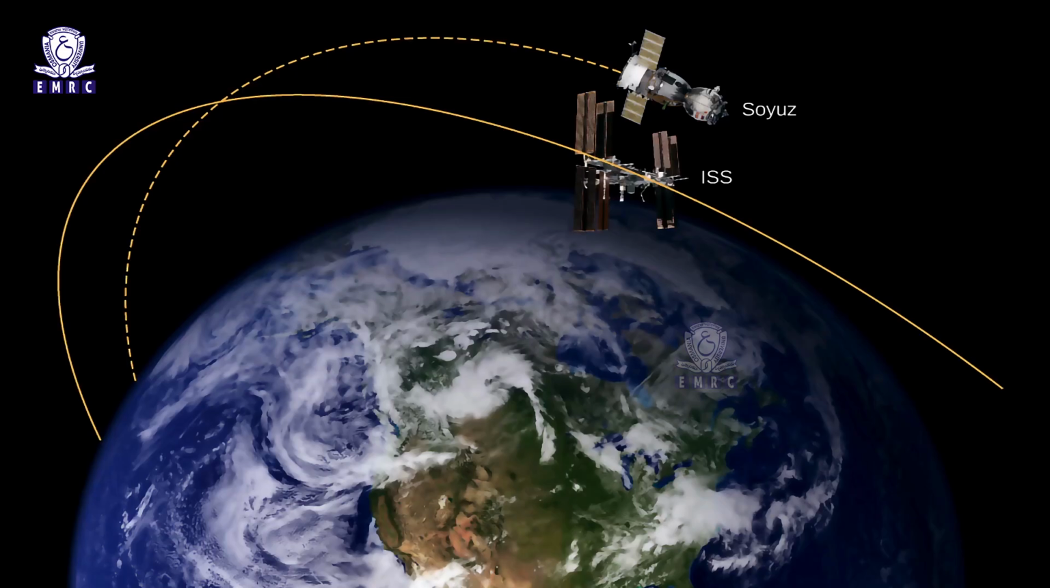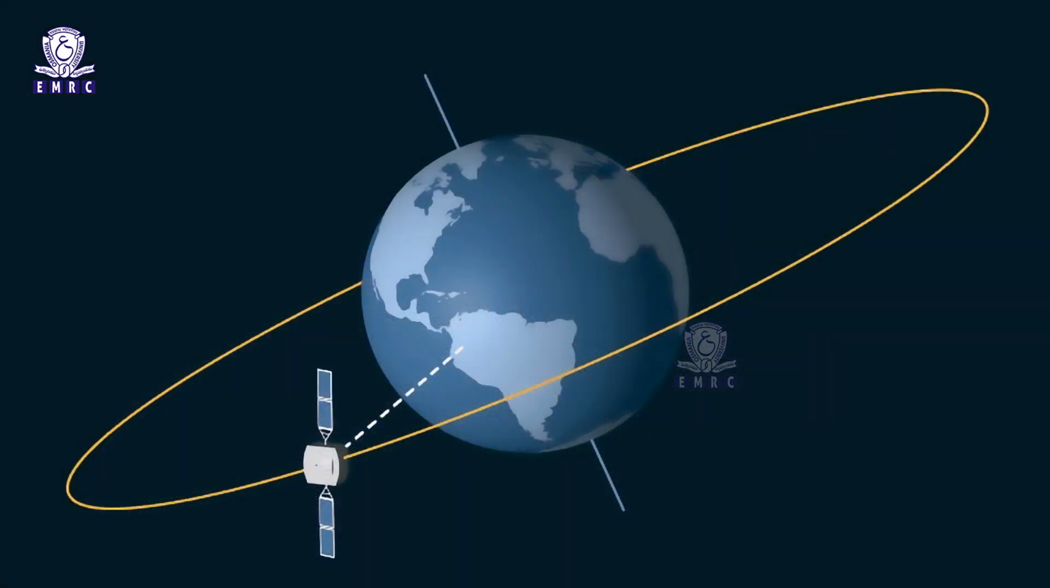Any object that moves around the Earth has an orbit. An orbit is a path that a satellite follows as it revolves round the Earth. The plane in which a satellite always moves is called the orbital plane. The time taken for completing one orbit is called orbital period.